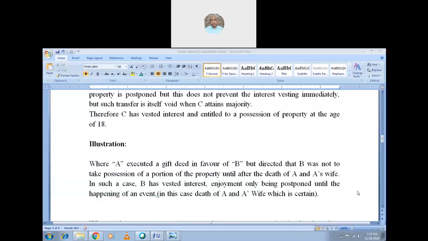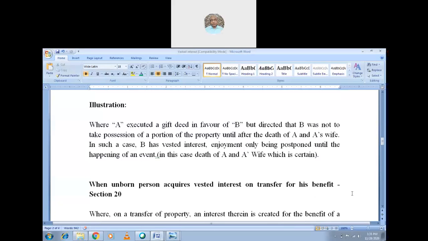What is the condition in this illustration? The condition is A's death and A's wife's death. That is the point. Is it clear?